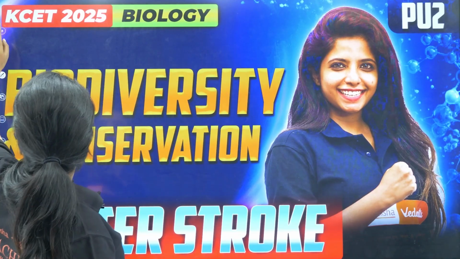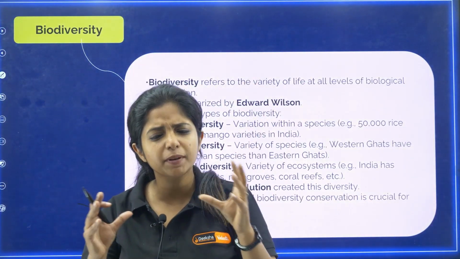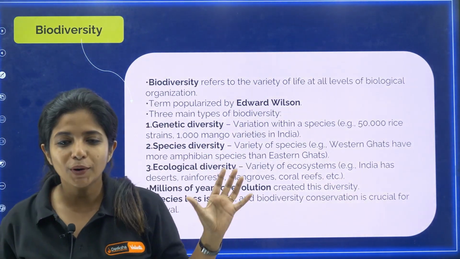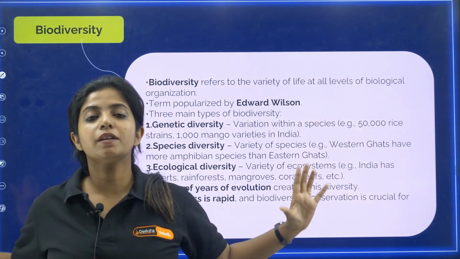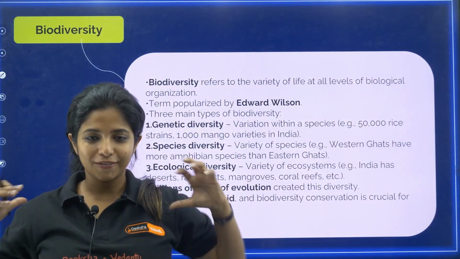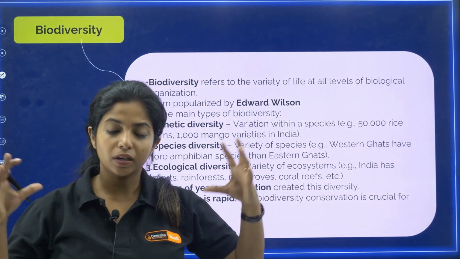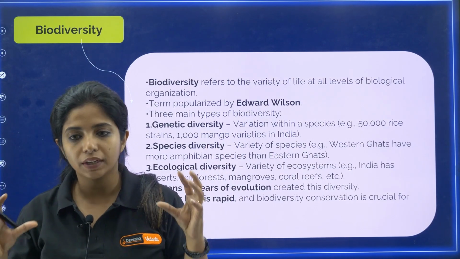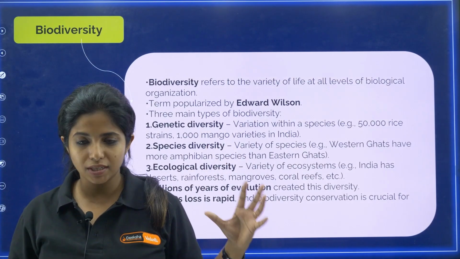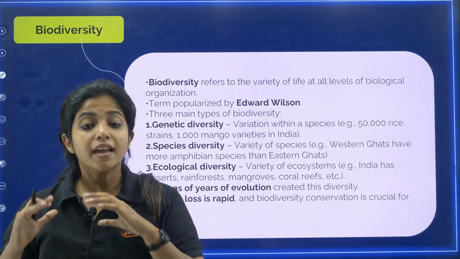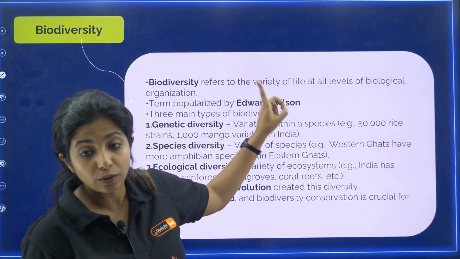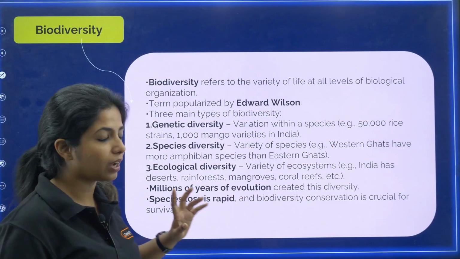Over here, the first thing that is given is a little bit about the introduction of biodiversity. What do you mean by that? Biodiversity means variety of life in a particular area, at a particular time. It's a variety of life which is there at different levels, my dear children. It was popularized by Edward Wilson. Now there are three different types of diversity.